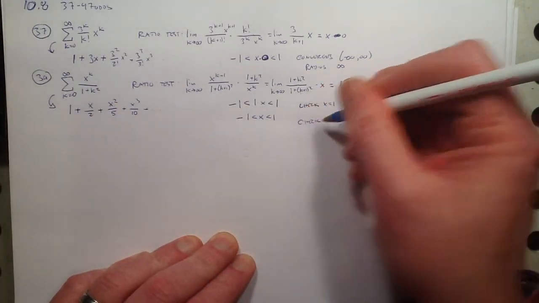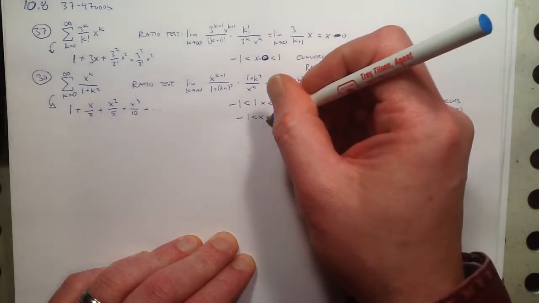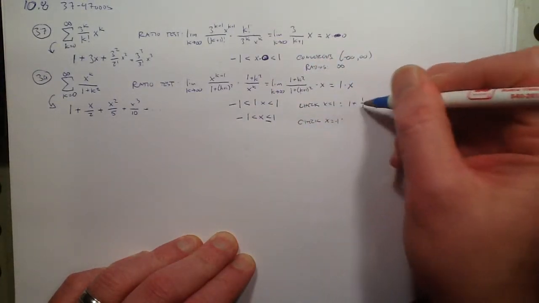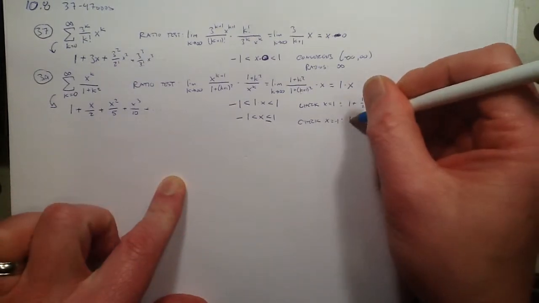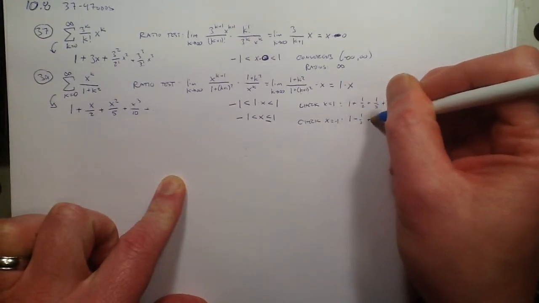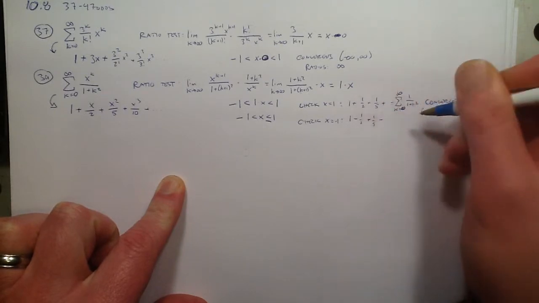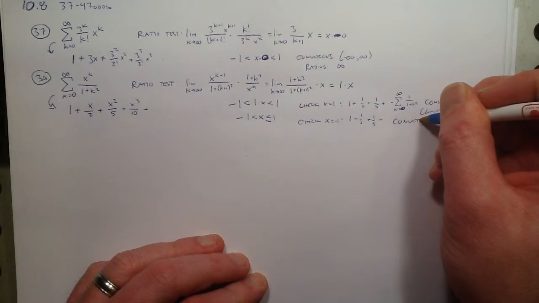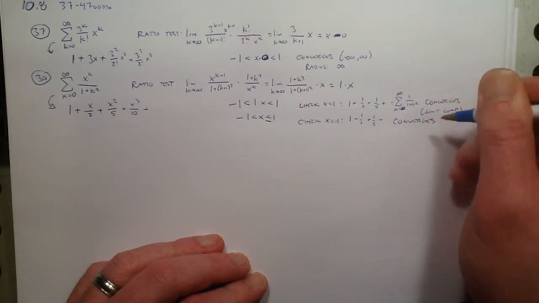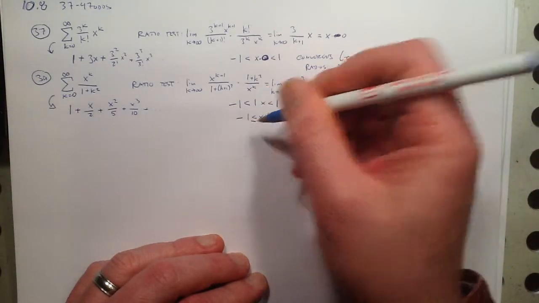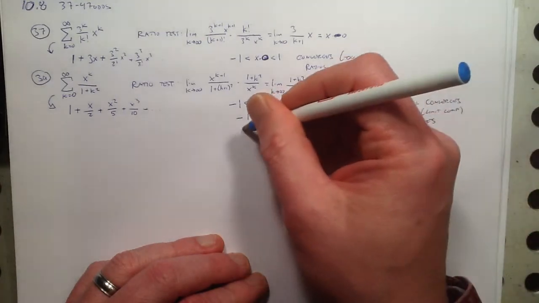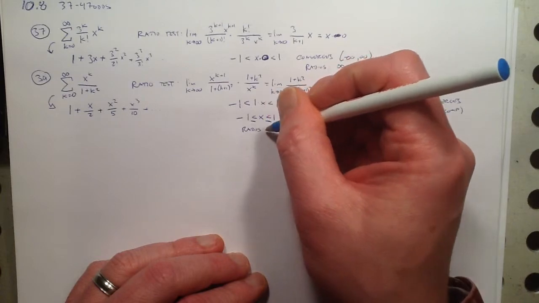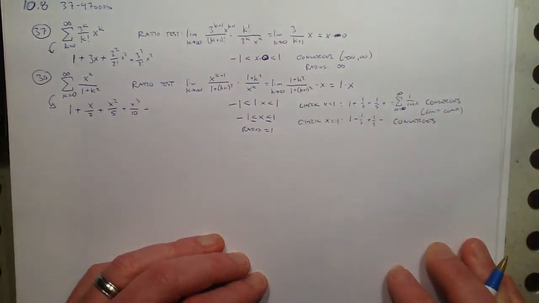And so that's at x equals 1, so I'll have to put an equal sign there. At x equals -1, I get the same series as this, but it alternates. So 1 minus 1/2 plus 1/5. And that converges because it's an alternating series and the terms are going to 0. So that's the interval of convergence and the radius of convergence. Radius is equal to 1.